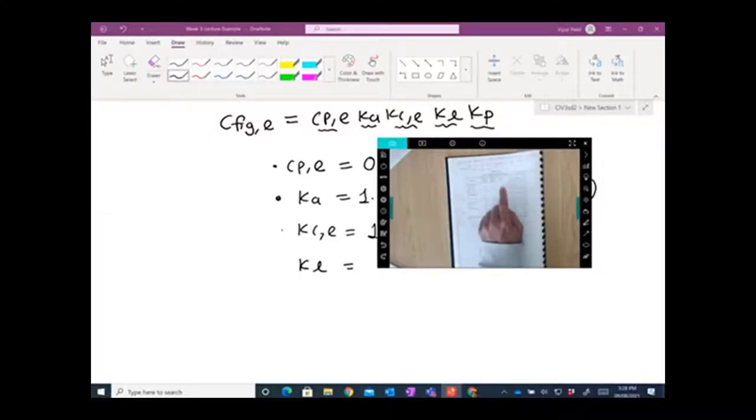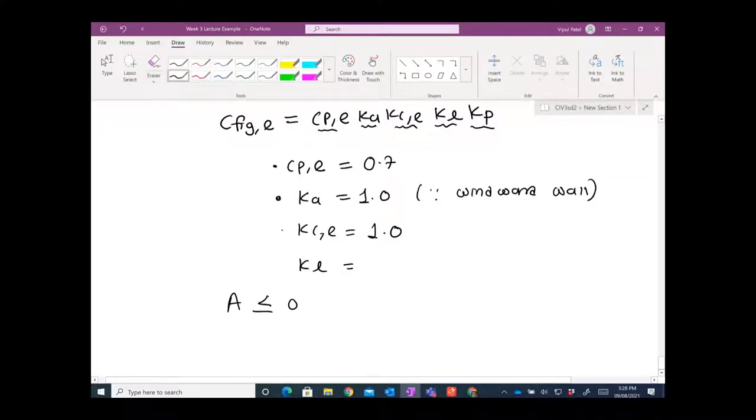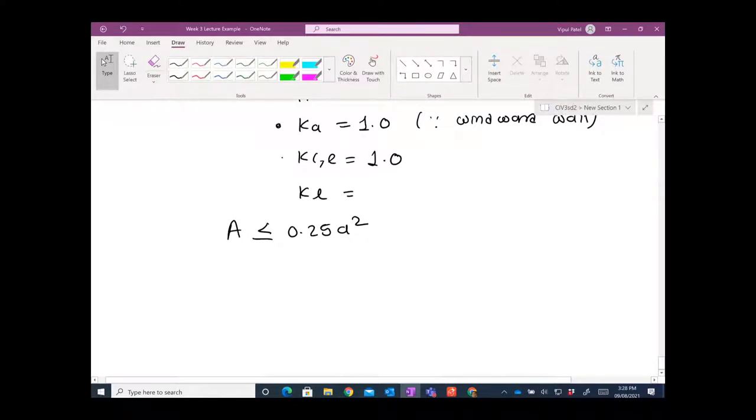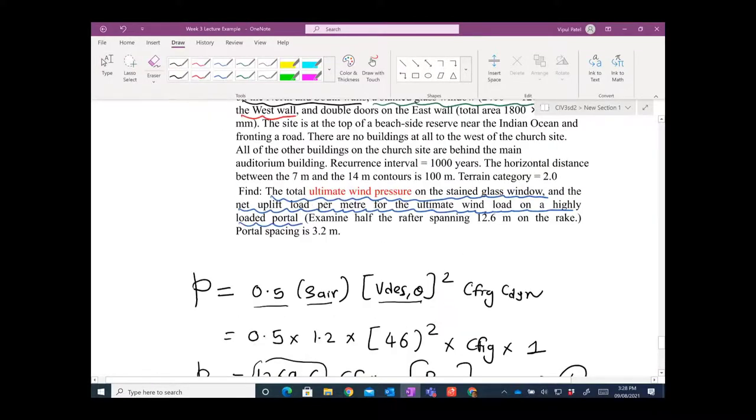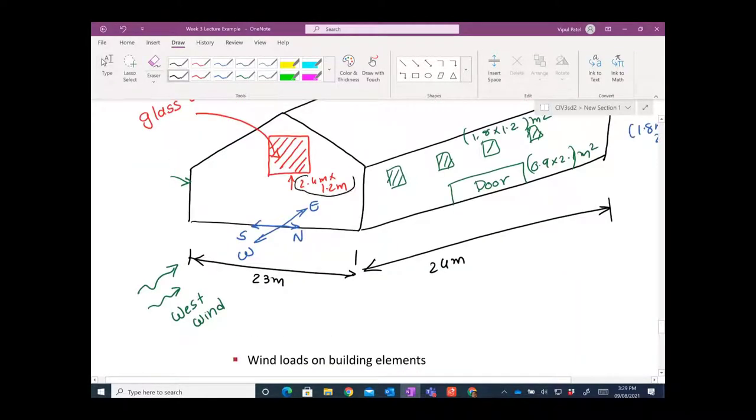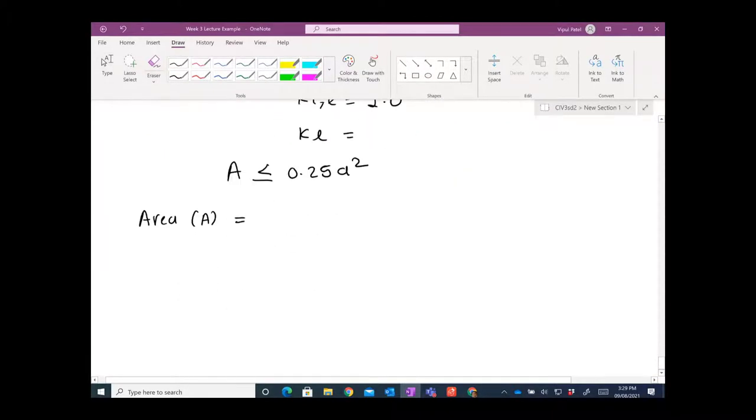Now let's work it out. We need to check the condition for KL: area is less than 0.25 A squared. What is A here, and what is capital A? Let me check. Okay, let's say this area A is the area of your stained glass window. If you go back, the area of the stained glass window was 2.4 by 1.2. So if I just use the calculator, 2.4 times 1.2, you get 2.88 square meters.